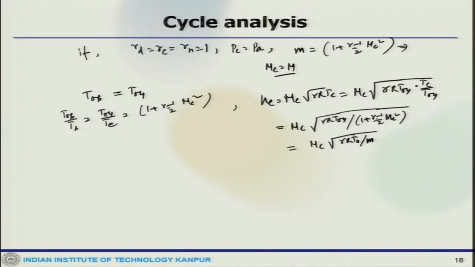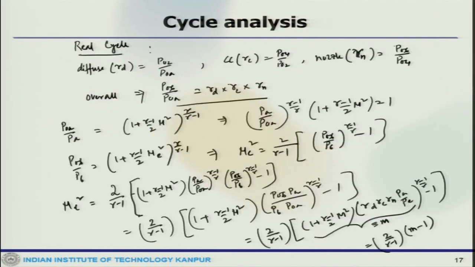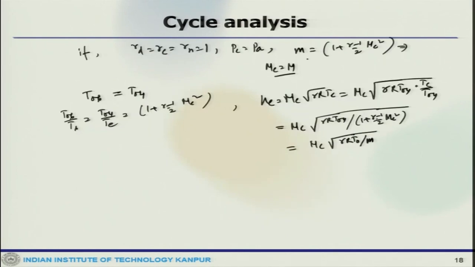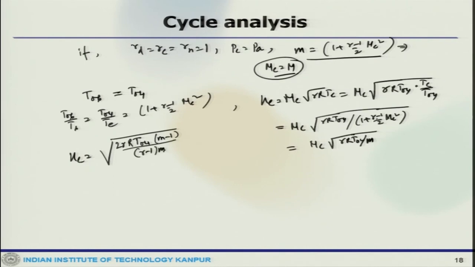So, we can also see from here that these terms are this, and this is m. Now, substituting this, what we get is U E equals the square root of 2 gamma R T04 times m minus 1 by gamma minus 1, times M. So, irreversibilities have no effect on the total temperature throughout the engine.